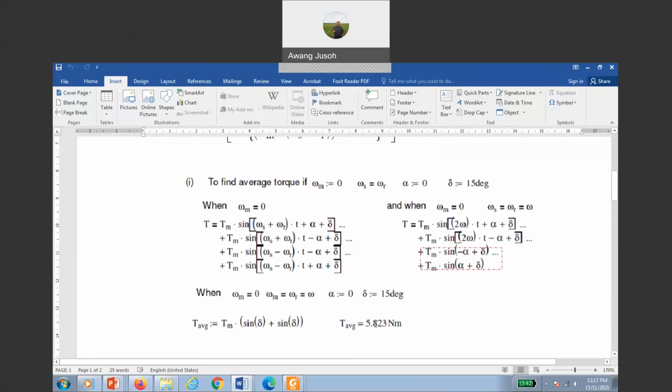If the motor is locked, and they state the equation for omega s and omega r, then we get average torque. This one is similar to the induction motor. We know that in the induction motor, when we lock the rotor, the supply frequency equals the stator frequency equals the rotor frequency. That's why in the induction motor we have average torque at start.